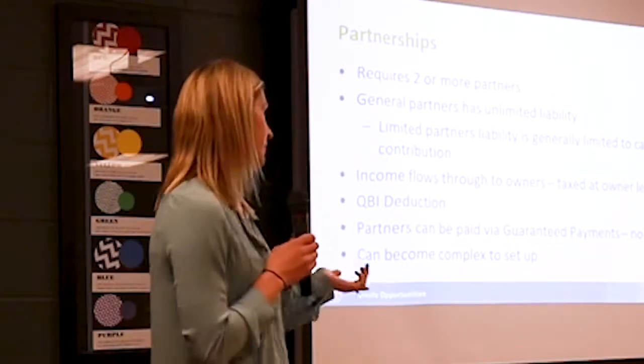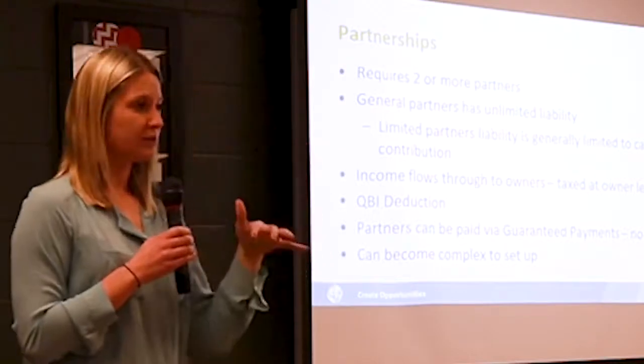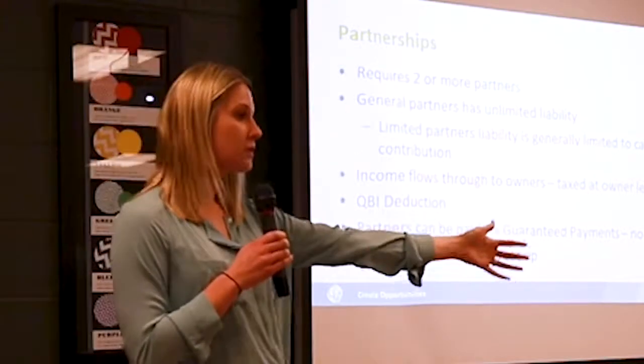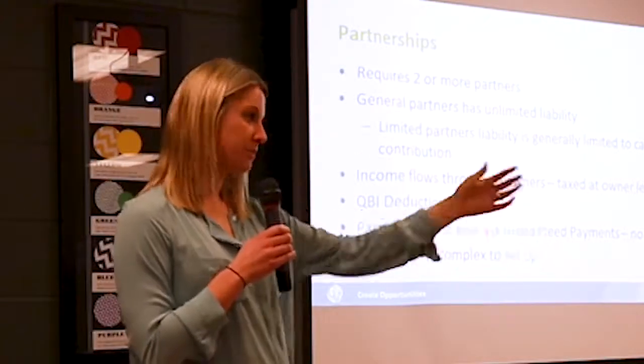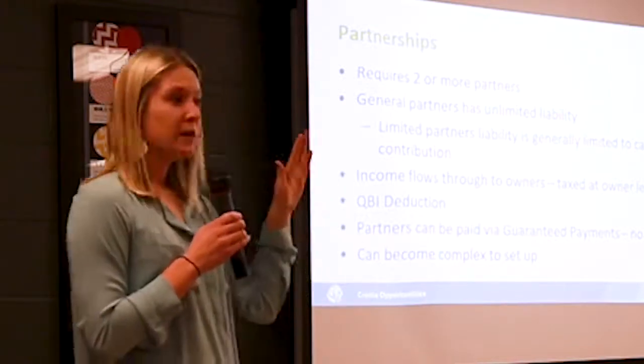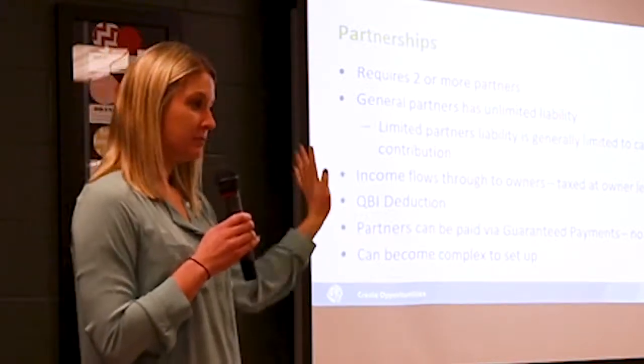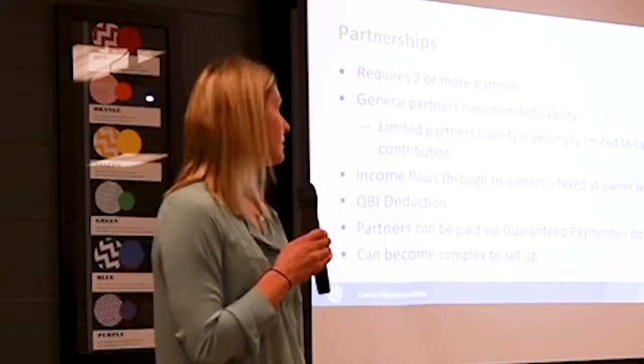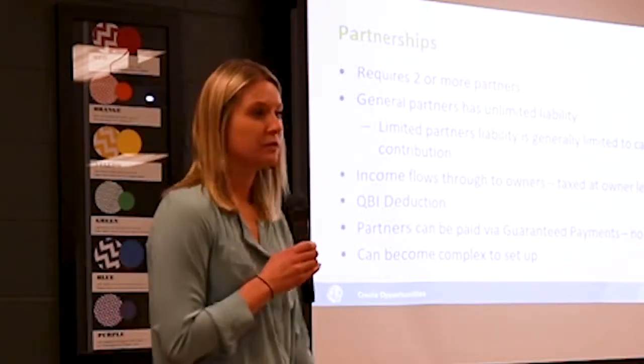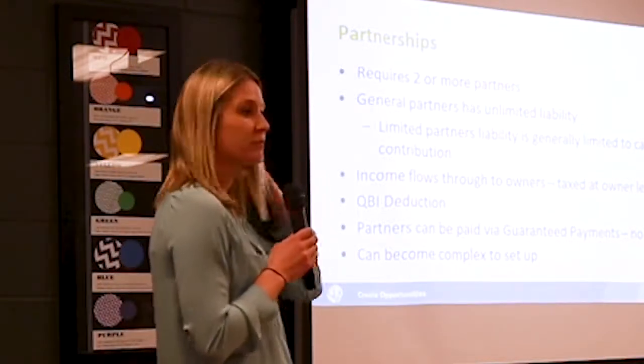Similar to the S corporation, the partnership files a tax return and gives the owners a K-1 to report that income on their 1040. So no tax paid at the entity level again, but there is a return distributed out to the owners. The partnership does get the qualified business income deduction, so that information gets passed out.